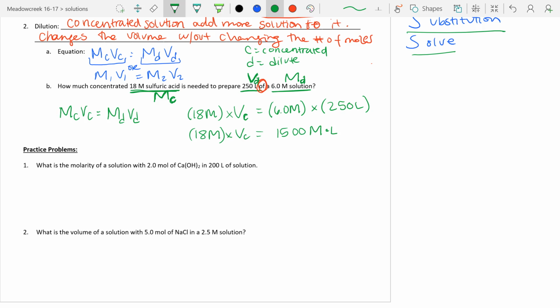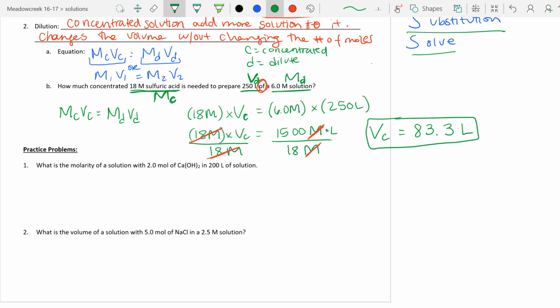Okay, and now in order to get VC by itself, I'm going to have to do the opposite of what's happening, which is divide by 18 molar on both sides. When I do this, my 18 molar cancels out with 18 molar, my M cancels out with my M, and it's going to give me VC is equal to 1,500 divided by 18, which is going to be 83.3 liters. And that'll be my final answer. Now, you're going to use these basic steps to help you answer the rest of the questions.